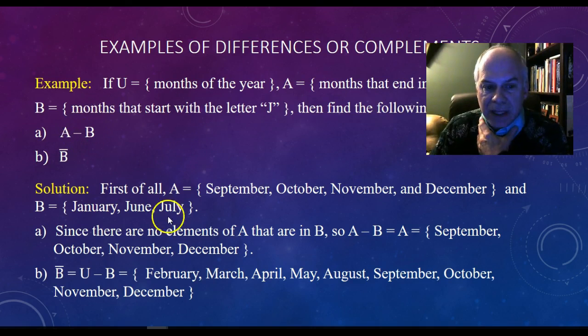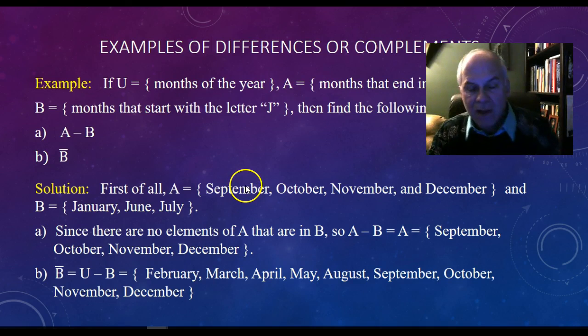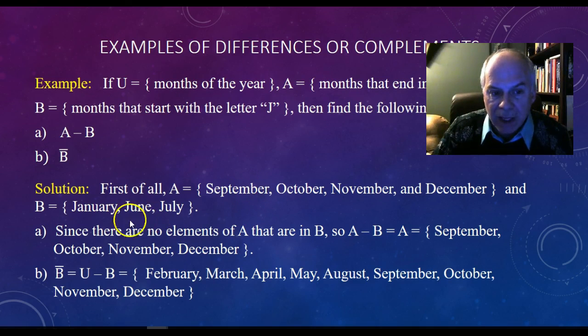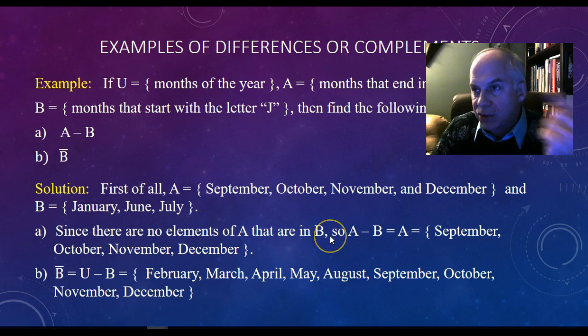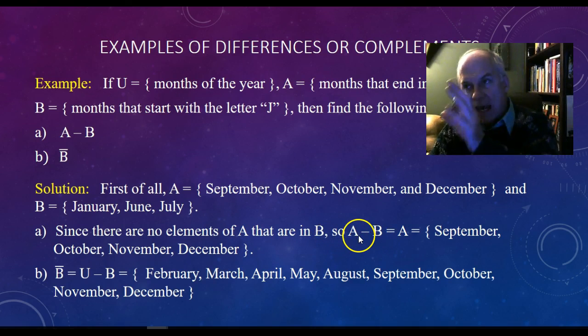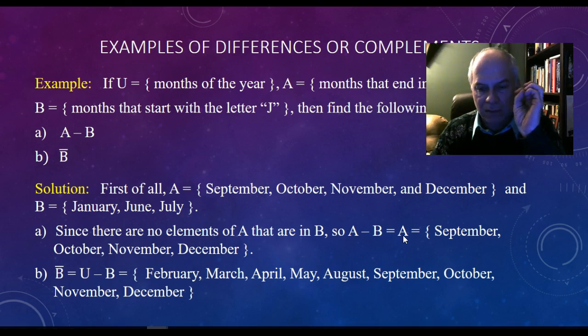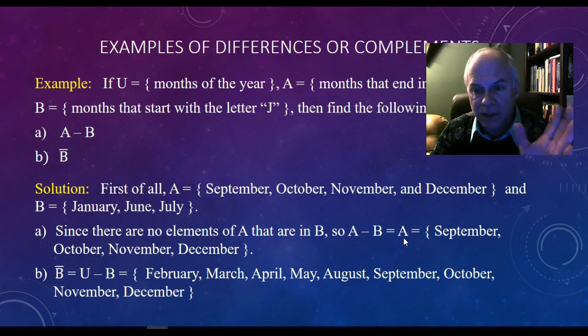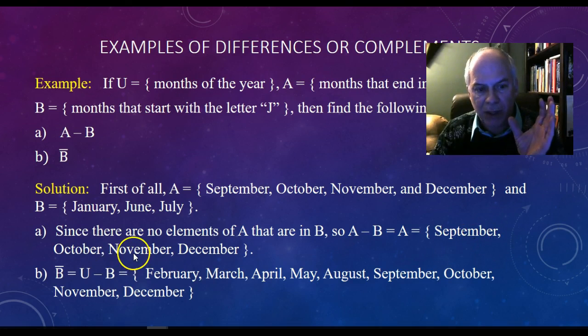A minus B means we're going to take the elements in A and subtract the elements in B. Since there are no elements of A that are also in B, when I do A minus B, I really get the same as set A. A minus B is just A in this case because there are no elements in B that are also in A. So it's just the set A, which is September, October, November, and December.